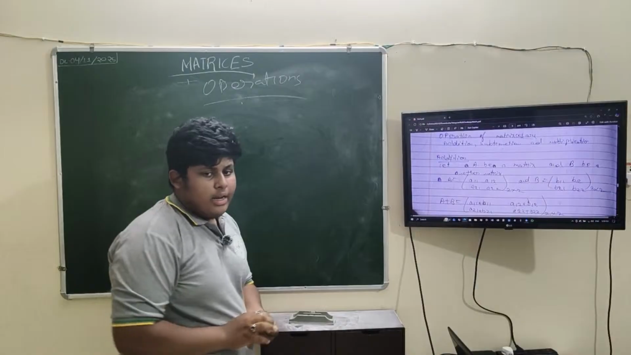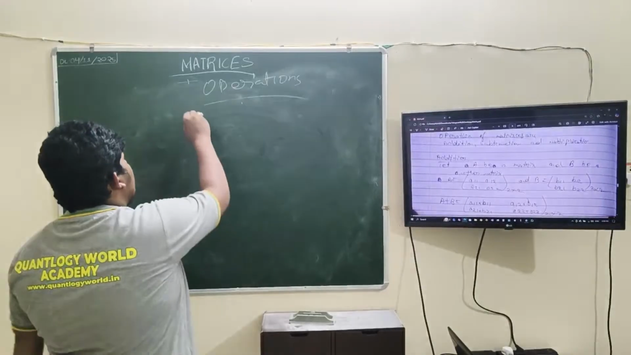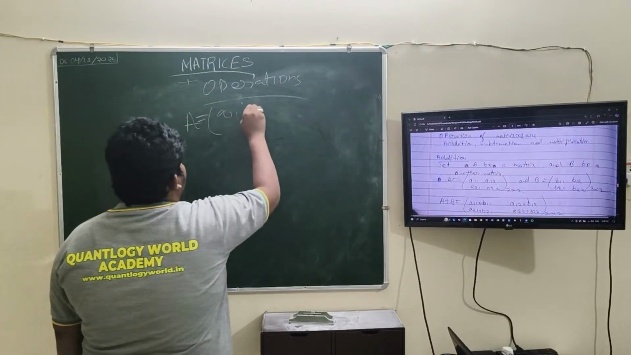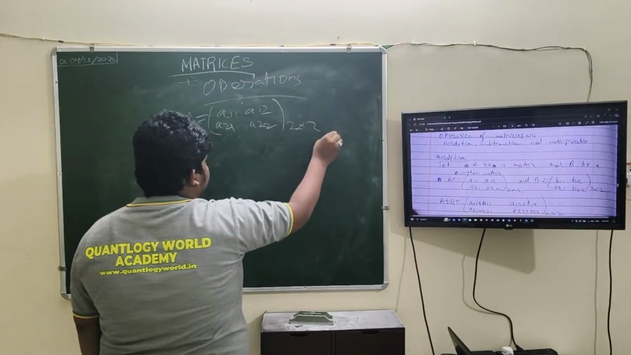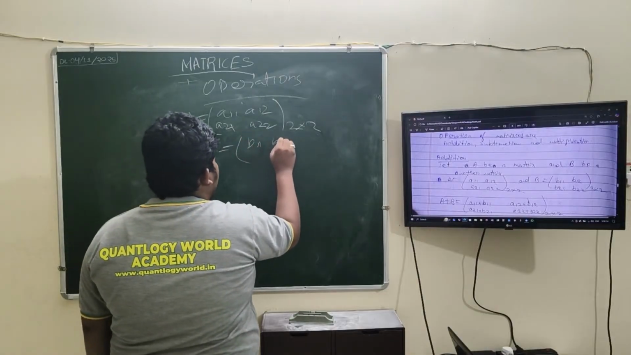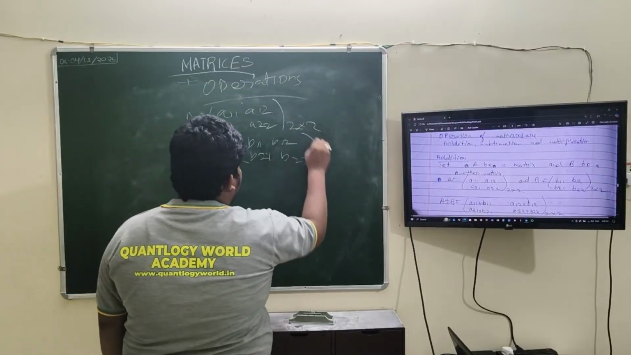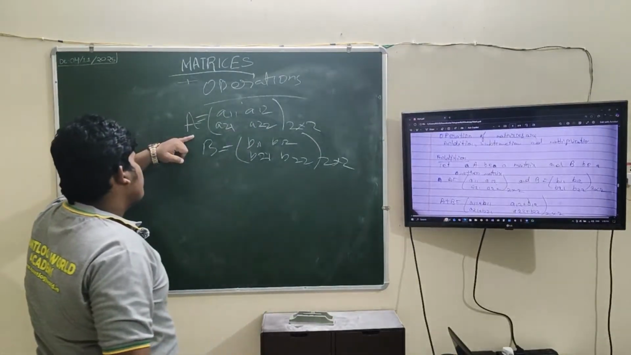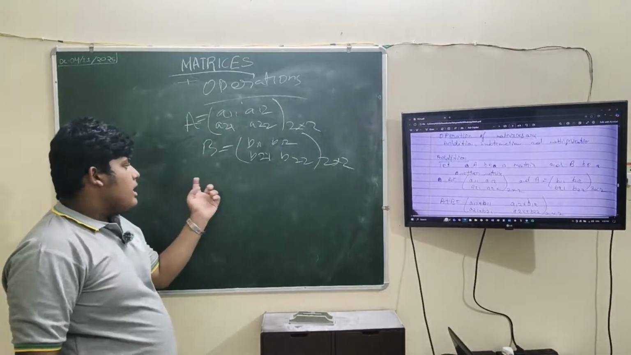Simply, addition means adding both matrices, or adding the elements of the matrices. Let's give the general formula. Let's say A is a matrix A11, A12, A21, A22 of order 2 cross 2, and B is a matrix of elements B11, B12, B21, B22. The matrix A contains the elements A11, A12, A21, A22 and same as matrix B.